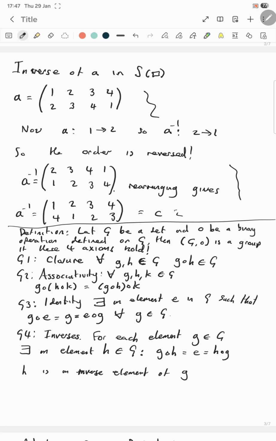So by definition we let G be a set, and O be a binary operation defined on G. Then G with O, our composite, is a group if these 4 axioms hold: closure, associativity, identity and inverses. So if we look at these axioms, we can see that H is indeed an inverse element of G.